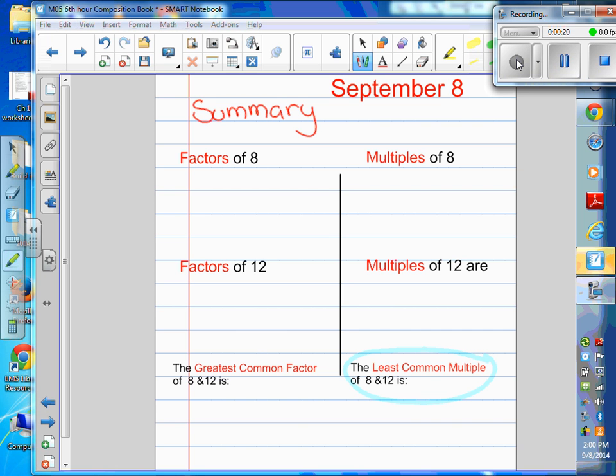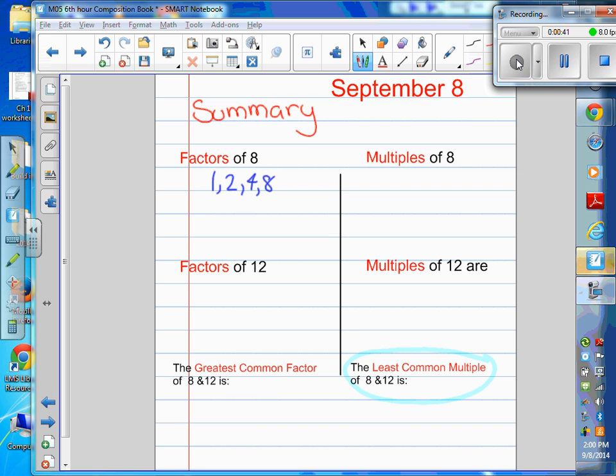Okay, so I'm going to start with Gavin. List the factors of 8. 8, 4, 2, 1. Perfect. So I'm going to go low to high: 1, 2, 4, and 8. Nice job. And Rosa, can you list some multiples of 8?